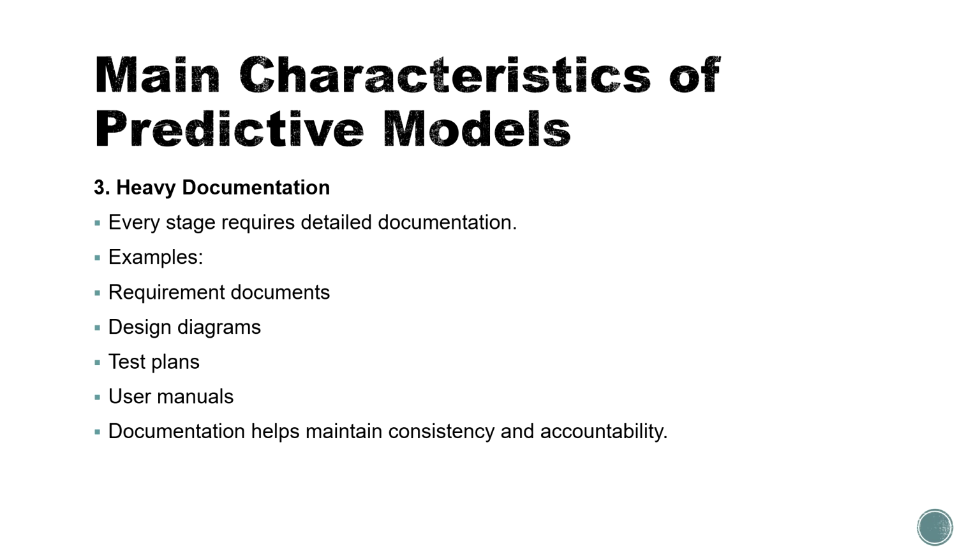The next characteristic of predictive model is heavy documentation. Predictive models require detailed documentation at every stage, be it requirement specification or be it design or any other phase like testing. So for example, requirement specification, UML diagrams, test plans, user manuals, maintenance records. So these are different things that are frequently documented.